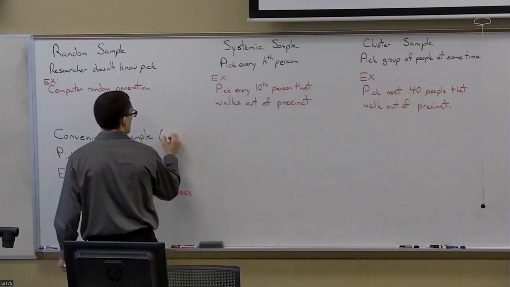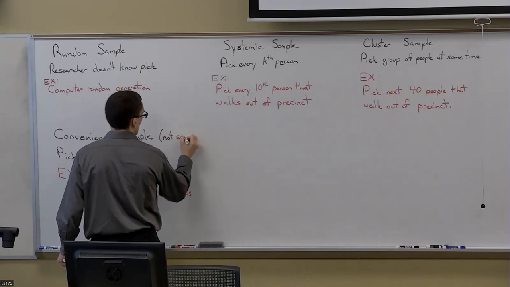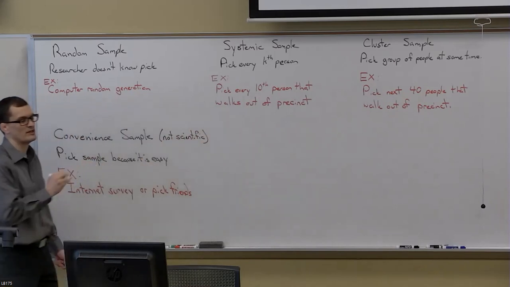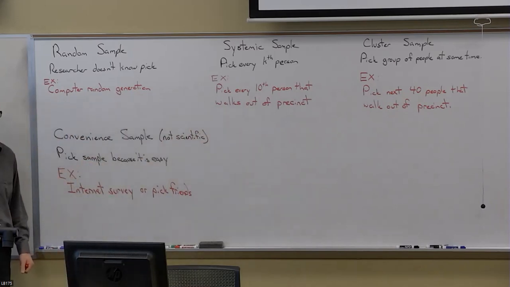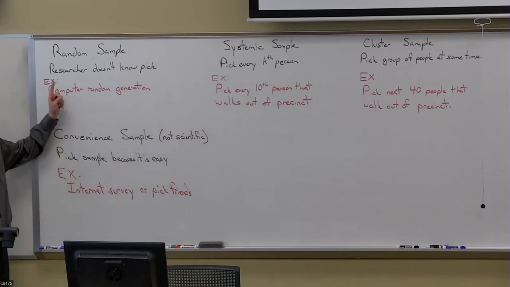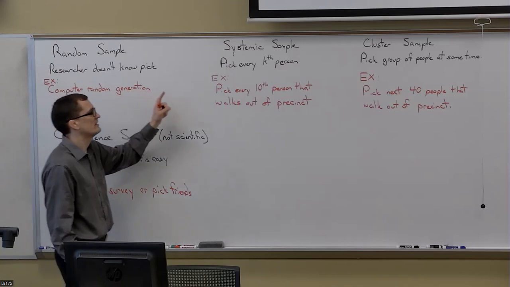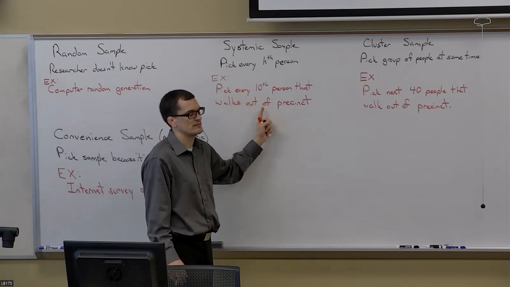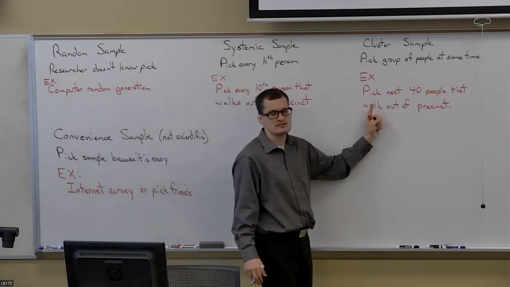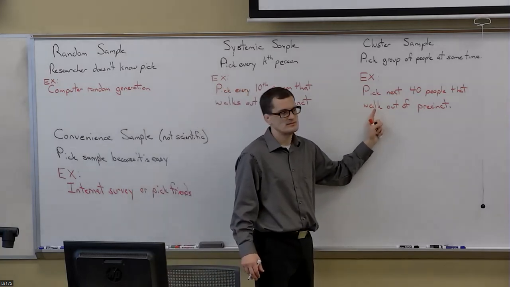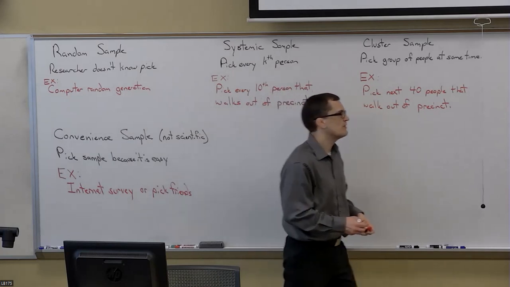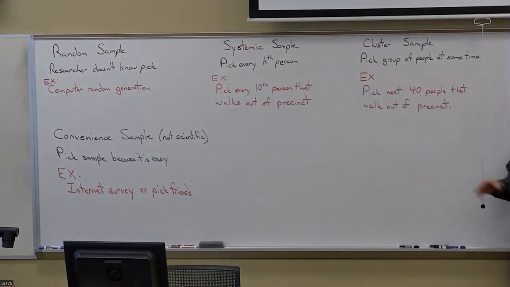So you never really want to do a convenience sample in scientific testing. The other ones are fine. A random sample is perfectly fine. A systemic sample, in the cases which require one, is perfectly fine. A cluster sample can be done scientifically. You do have to worry a little bit about the cluster sample.